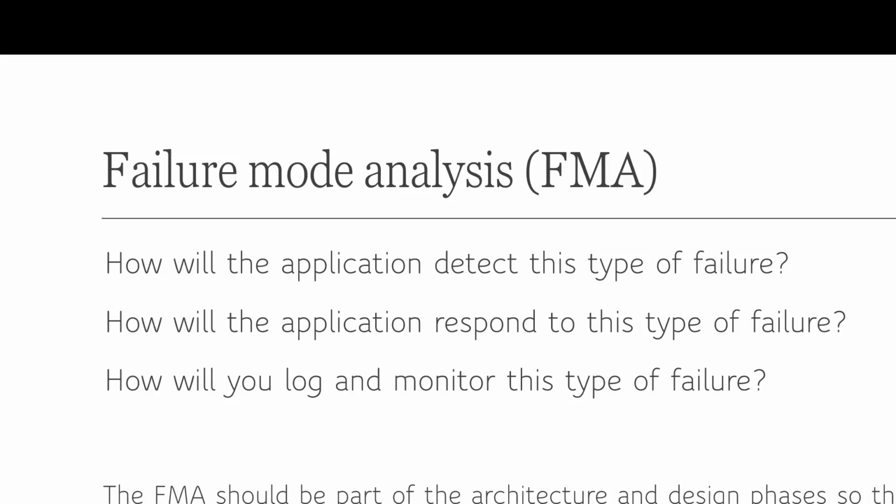How will you log and monitor these types of applications when things go wrong? Now the FMA should be part of the architecture. When you build the architecture, this should be under consideration. It cannot be brought in at a later point in time; it's very difficult to do that. So it should be in the design phase, so that you know these are the possible failures, and that's how I will respond to them. FMA is super critical for any application architecture design.